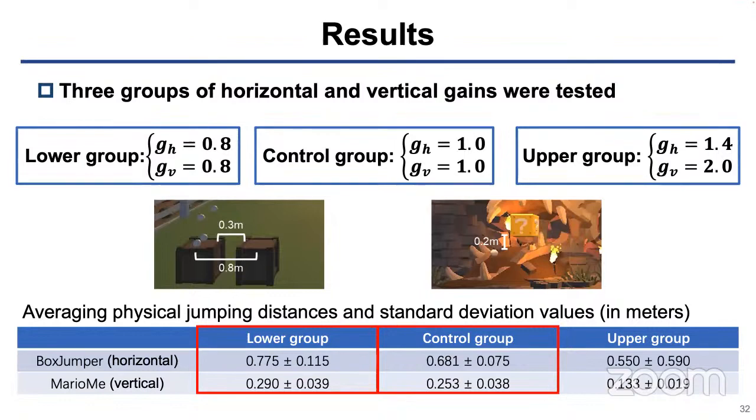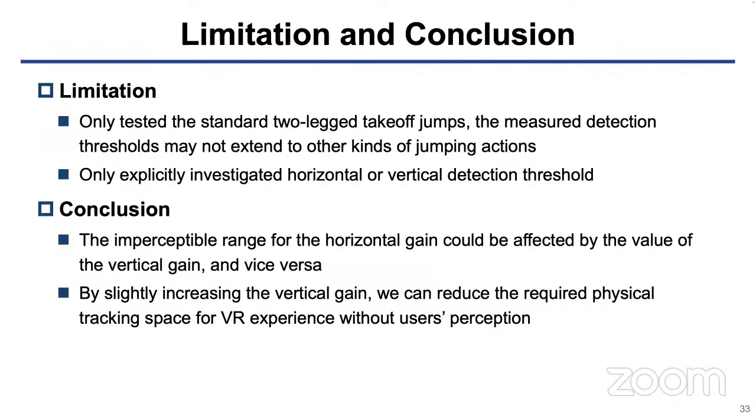So here are the limitations and conclusions. The limitations are that we only tested the standard two-leg takeoff jumps, and the measured detection thresholds may not extend to other kinds of jumping actions. And we only explicitly investigated the horizontal and the vertical detection threshold. As a conclusion, the imperceptible range of the horizontal gain could be affected by the value of the vertical gain and vice versa. And by slightly increasing the vertical gain, we can reduce the required physical tracking space for the VR experience without the user's perception.